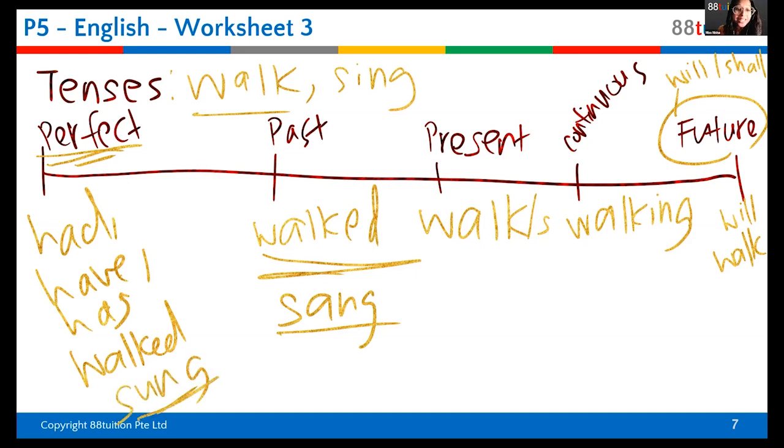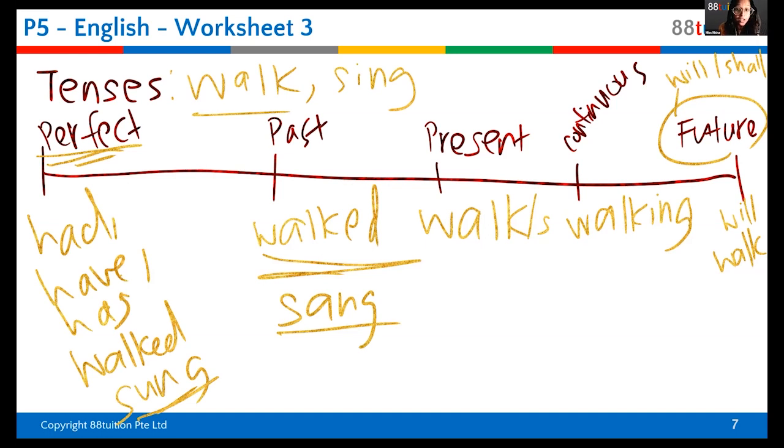The word sung by itself is called a past participle. But if you add a have, had, or has, it becomes perfect tense. Okay, so the tense is called perfect. So you see there's a difference. Sung happens before sang. So past tense is not the only past. There is still one more in front of it, which is the perfect tense, which kids always get confused.